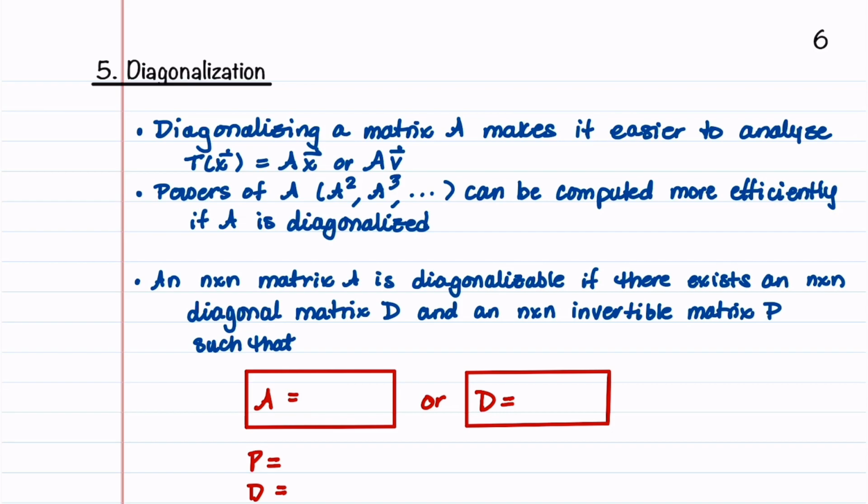One reason for diagonalizing a matrix is that it makes it easier to analyze transformations, such as T of X is equal to A times X, or T of V is equal to A times V. Also, powers of A can be computed more efficiently if A is diagonalized.